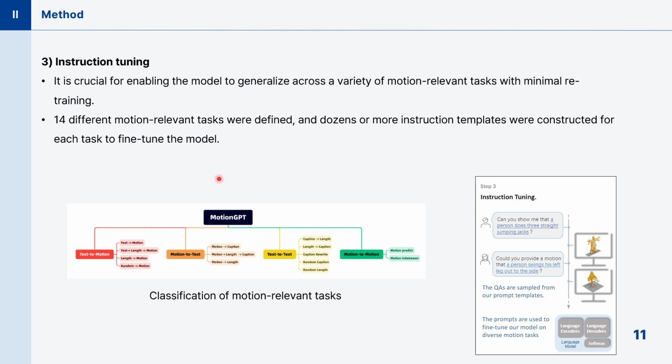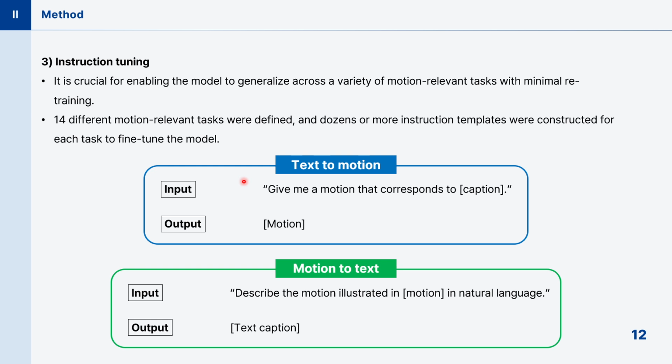The last stage is instruction tuning stage and is crucial for enabling the model to generalize across the variety of motion related tasks with minimal retraining. In this paper, 14 different motion related tasks were defined, such as text to motion, motion to text, and dozens or more instruction templates were constructed for each task to fine-tune the model. So this is an example of instruction template for instruction tuning.